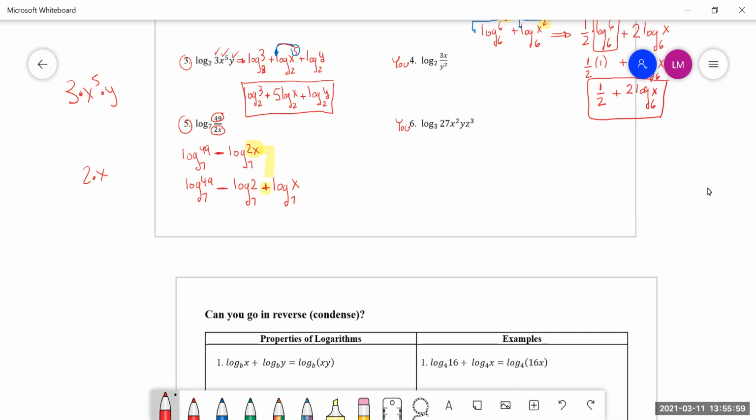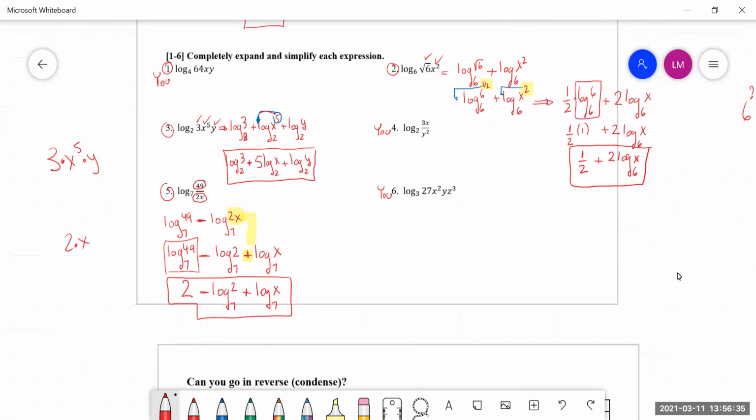Okay, now can I evaluate any of this? Well, I cannot evaluate the third one or the second one, but I can evaluate the first one. 7 to what power gives us 49? That's 2. 7 squared is 49. Minus log base 7 of 2. I cannot evaluate that. Plus log base 7 of x. Okay, all right. So I showed you exponents a couple of times, how to pull them to the front, how to evaluate. You should be able to do questions 4 and 6, 1, 4, and 6.